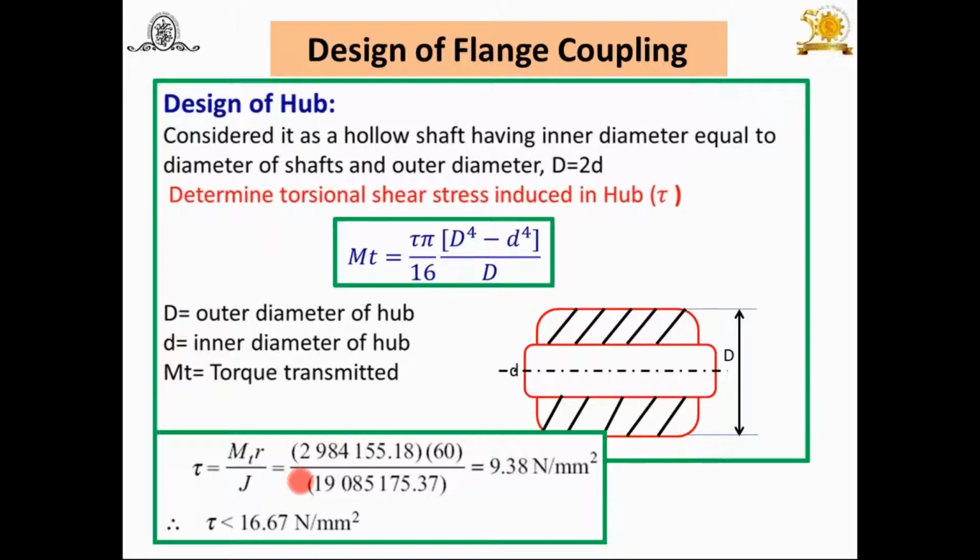Now here I am going to find this. J means the polar moment of inertia, that is pi by 32, and in this case D raised to 4 minus d raised to 4, divided by D.